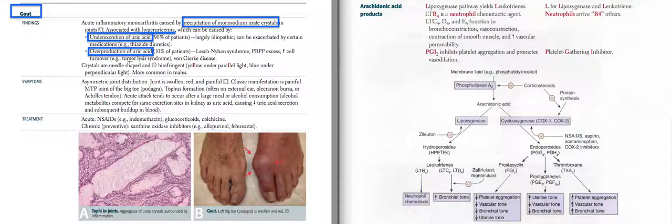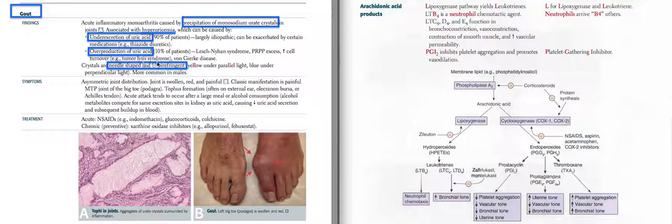All right, so something that used to be a lot more high yield is going to be knowing that on crystal examination of monosodium urate within the joint fluid, you will see needle-shaped negative birefringent crystals here, and this again will set it apart from pseudogout.